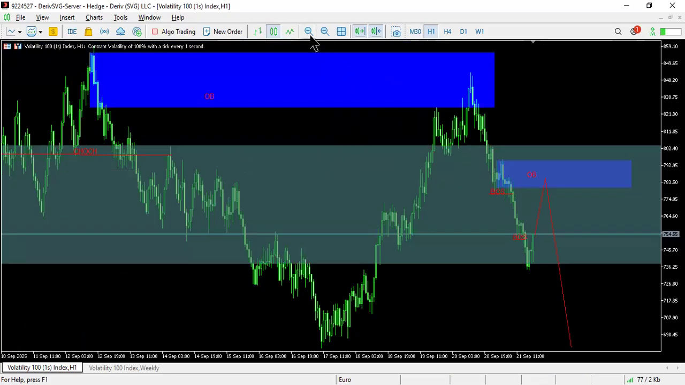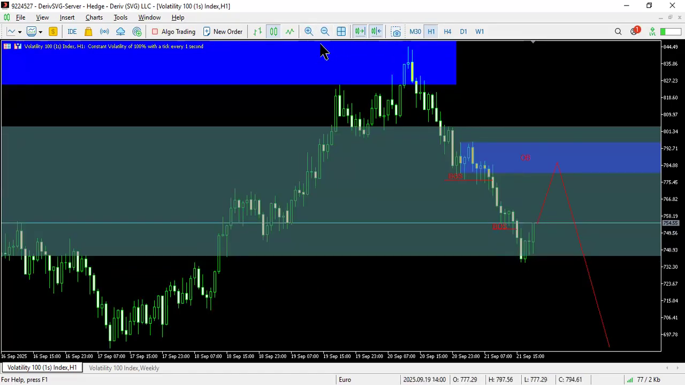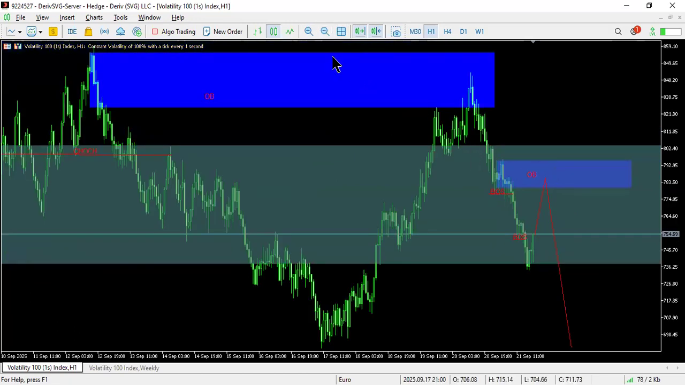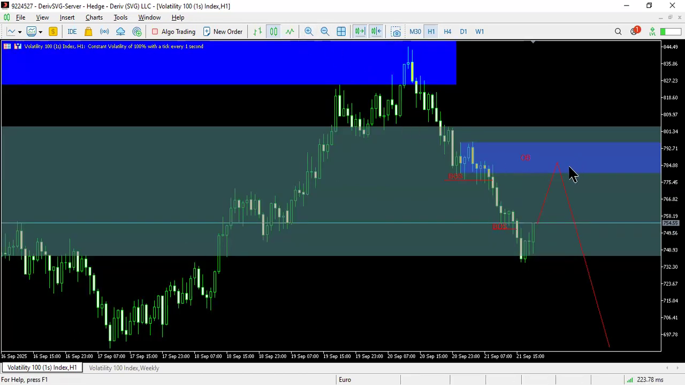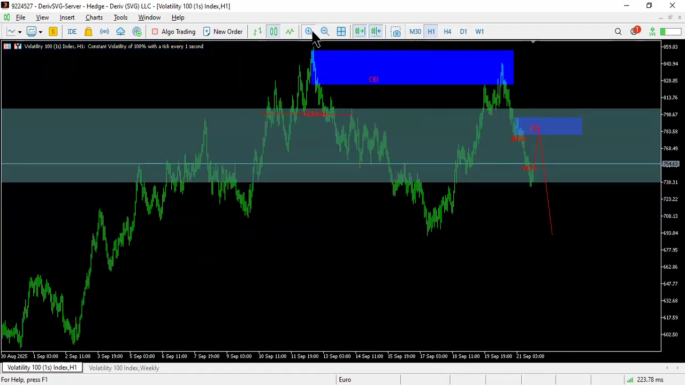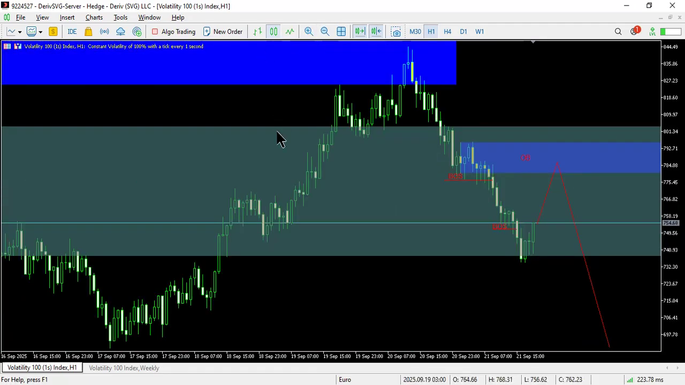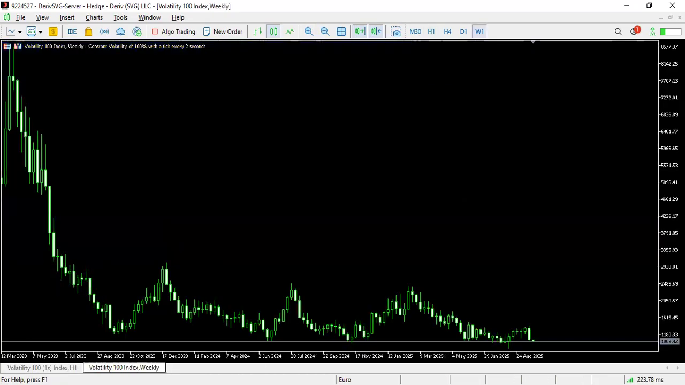So I'm looking for selling opportunities on VIX 100. Wait for price to go and mitigate that order block, and then you wait for a bearish engulfing and then a bearish pin bar, or wait for a tweezer top or a doji and a confirmation at that order block. So that is the setup I'll be waiting for on VIX 100. That is all.